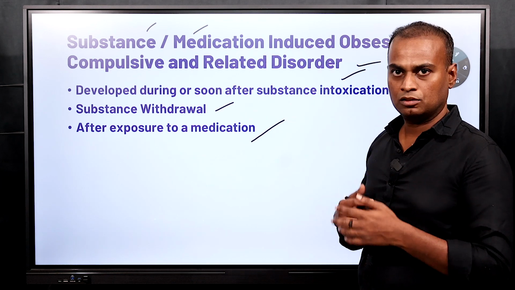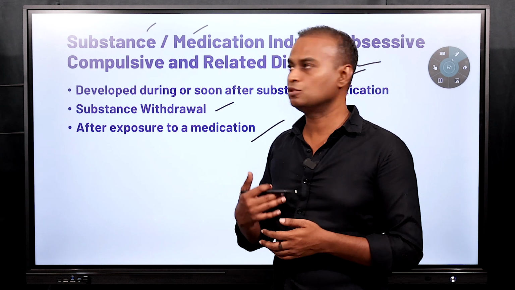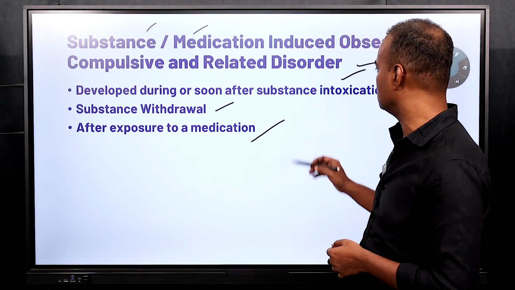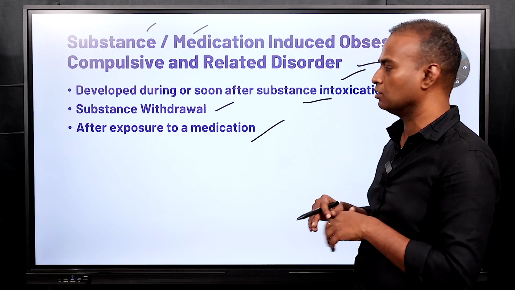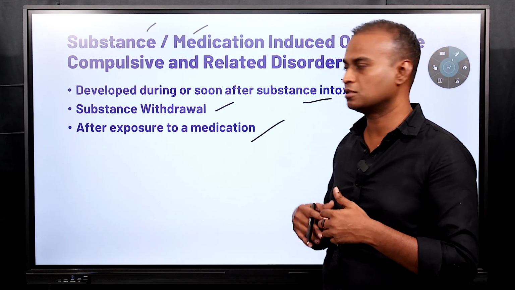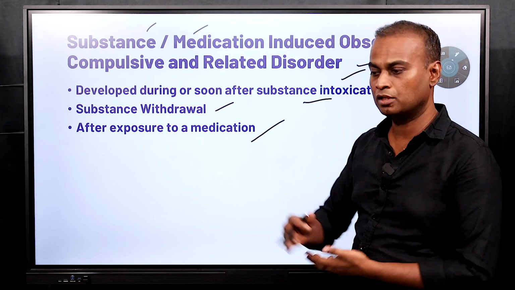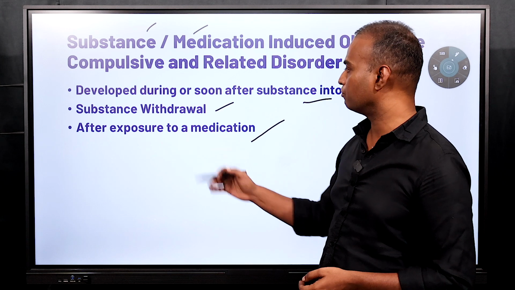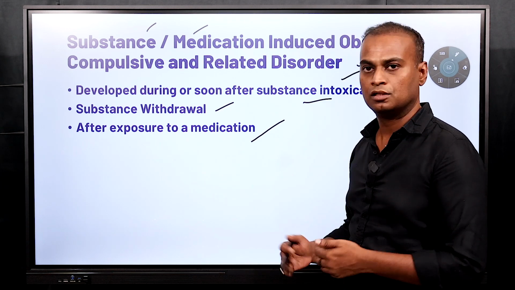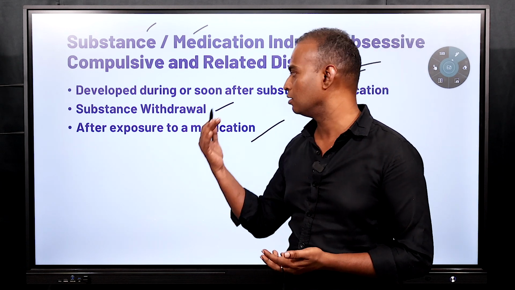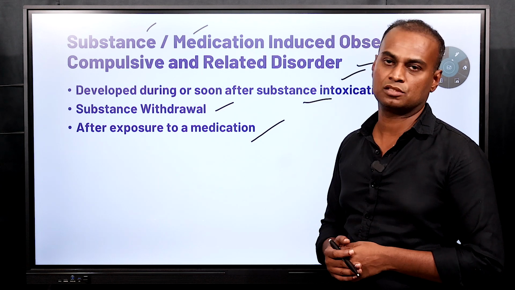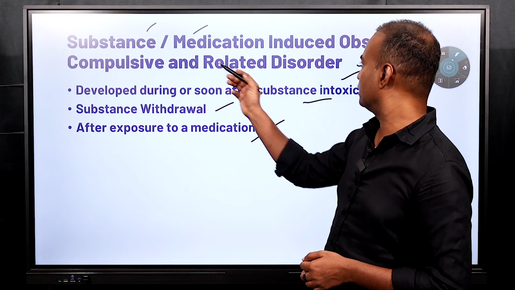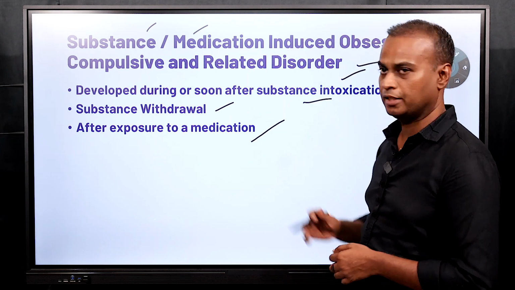Basically, when you say that it is due to a substance or medication, one of these three criteria should be satisfied. One is substance intoxication, or using a particular substance in higher quantity. Second is substance withdrawal, when you suddenly stop something that you have been taking for a long time. Third is exposure to a new medication: you have started taking medication, and after that you develop these obsessions and compulsions. Then that is known as substance or medication induced obsessive compulsive and related disorders.